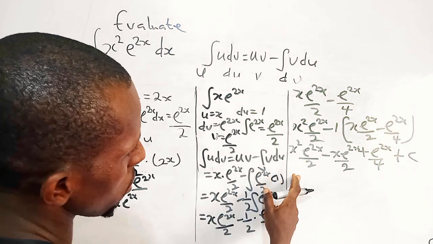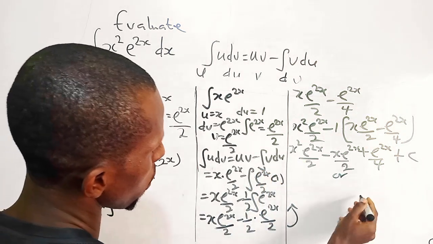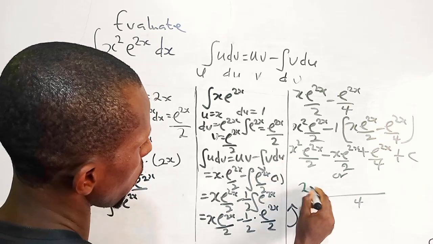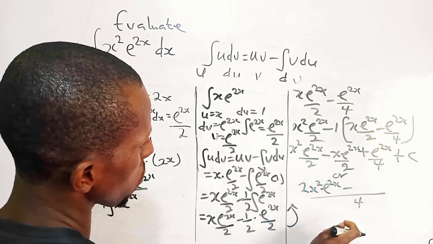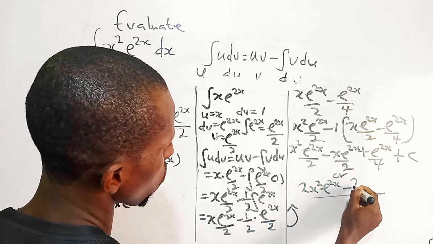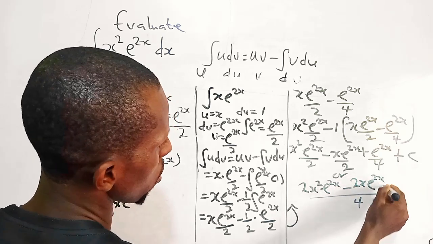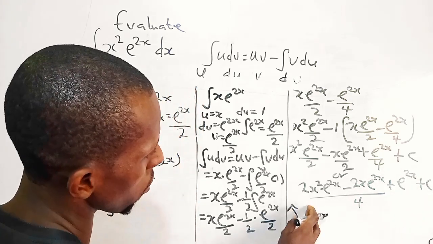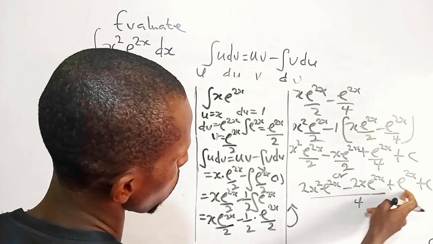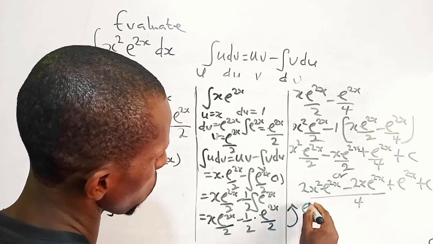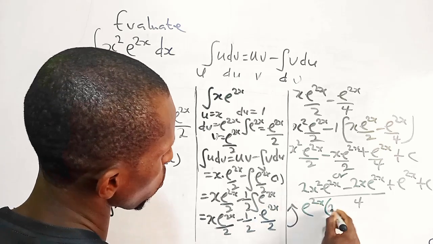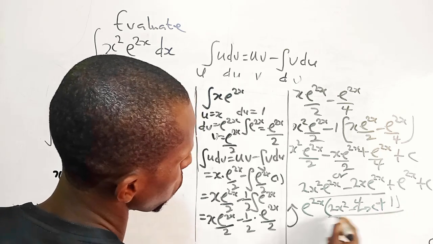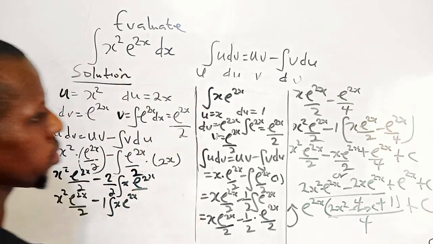So you can have your answer in this way, or you can write it in this way, looking for the LCM, which is 4. 2 in 4 is 2, 2 times this is 2x squared exponential 2x, minus, when you divide this, you multiply and have 2x exponential 2x, plus when you divide, you have 1, exponential 2x plus c. So here we have exponential 2x common, so we can use that to factor it out. So exponential 2x into 2x squared minus 2x plus 1, over 4, plus c. Thank you very much.